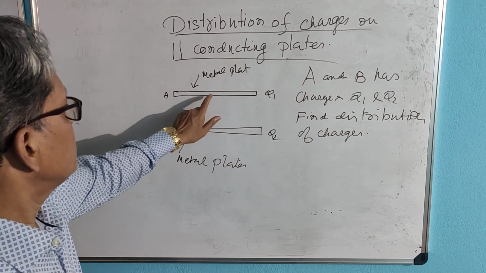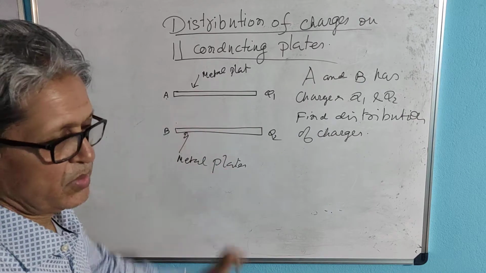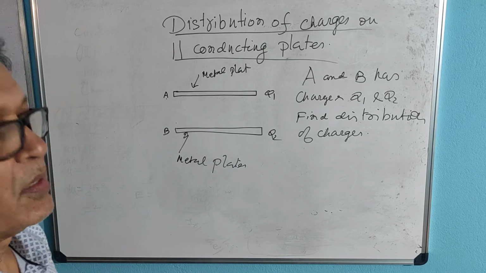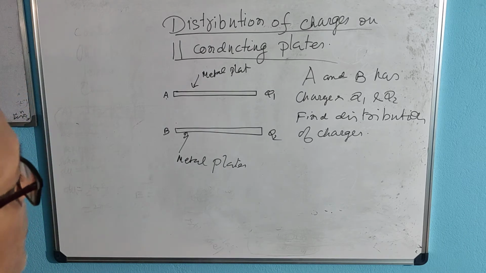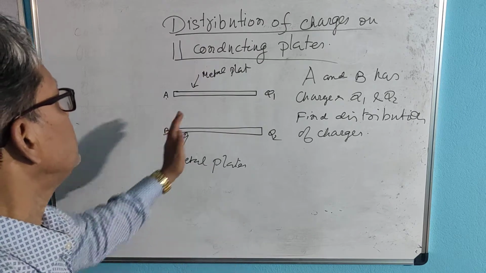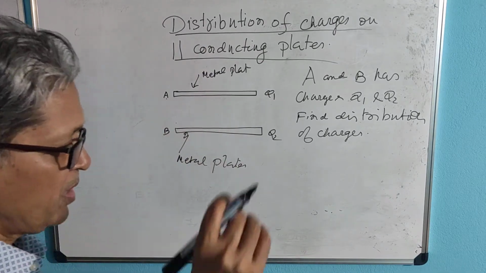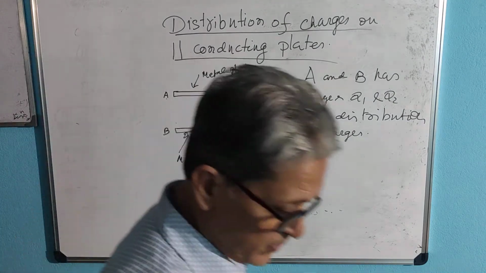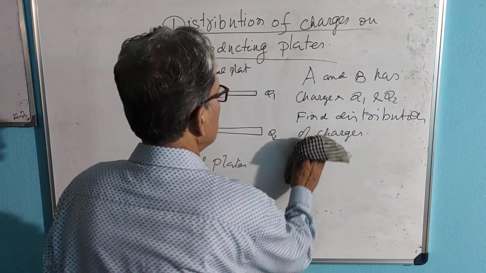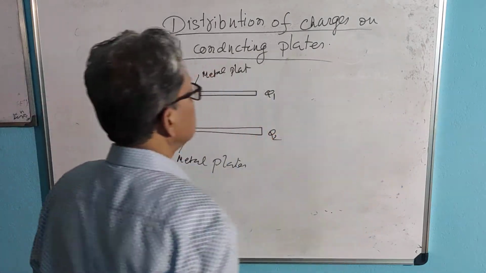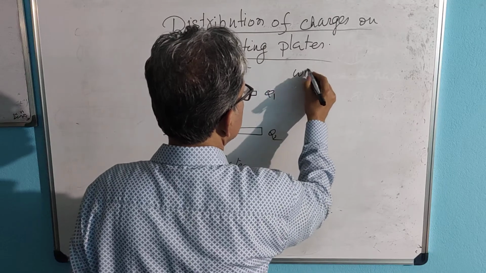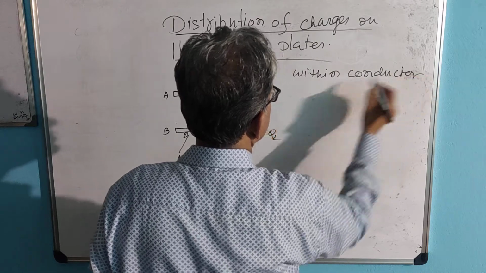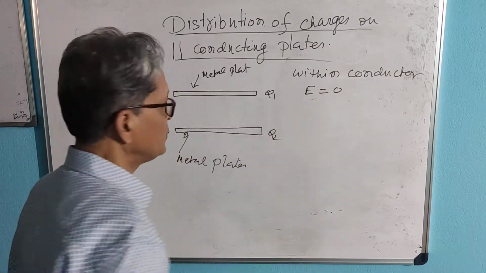How many surfaces are there? These are 2 surfaces, upper and lower, and these are 2 surfaces, upper and lower. On every surface there will be charge, and you have to find it out. What will be the main principle behind this problem? The main principle is that within the metal the electric field is 0. On this principle you have to solve the problem: within the conductor, E equal to 0.